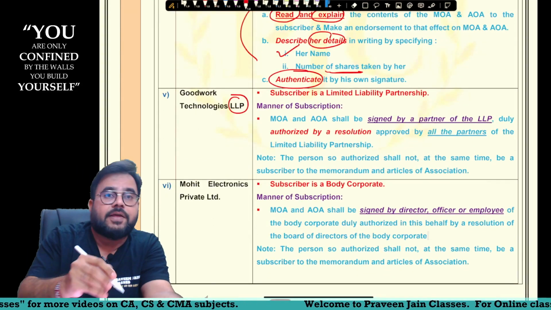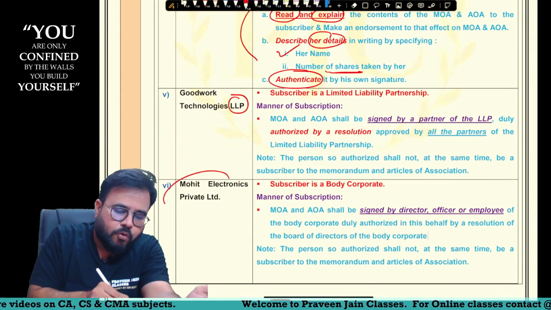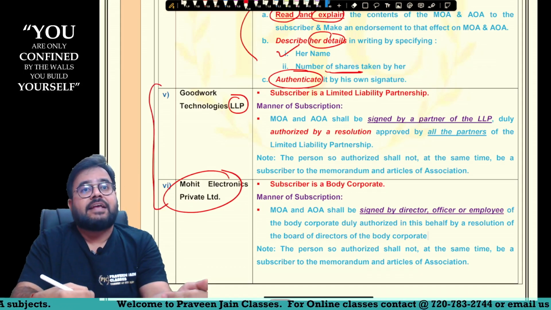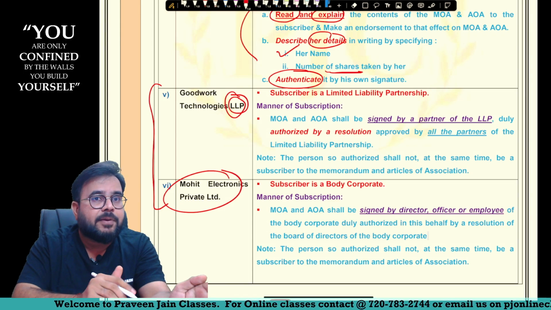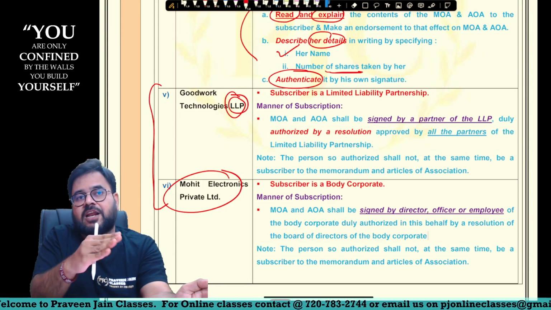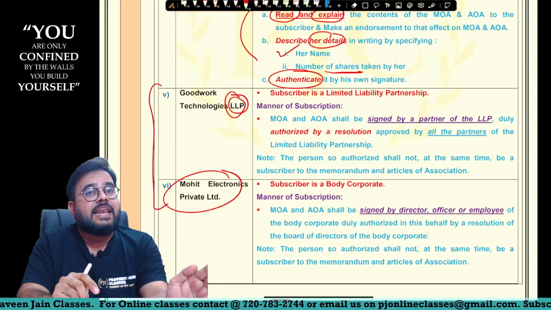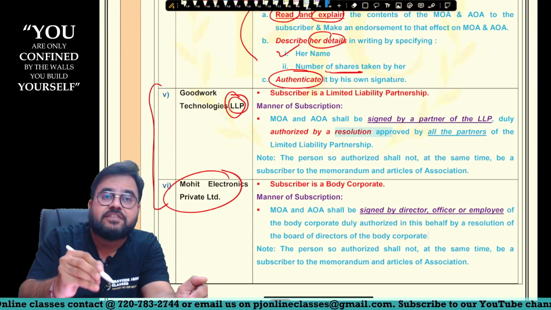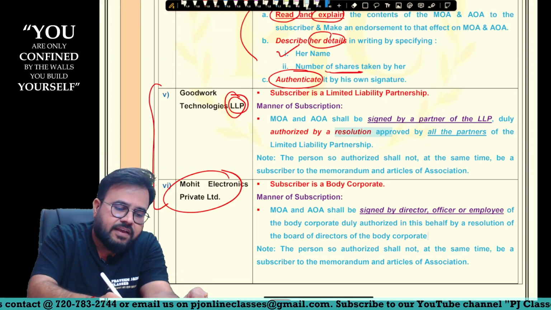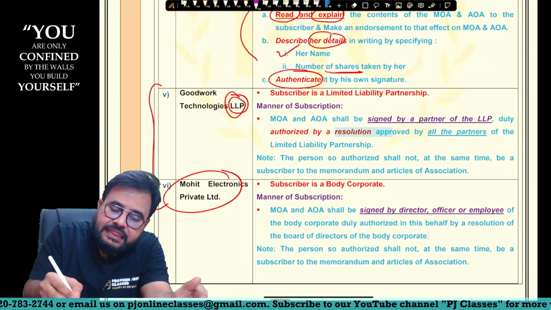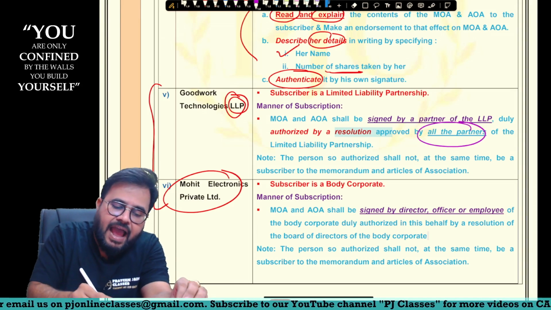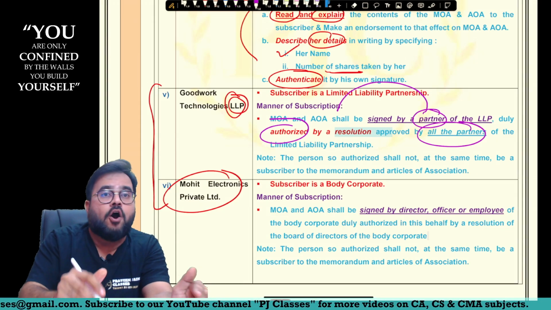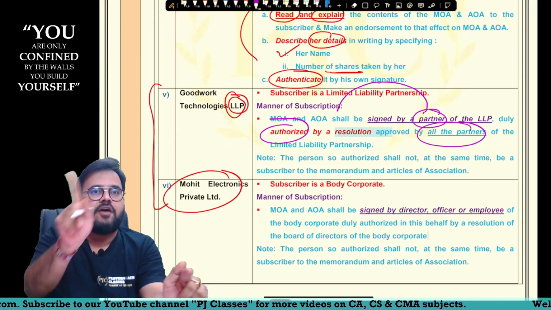Now there is an LLP. LLP is an artificial person, like Mohit Electronic Private Limited; these are artificial persons. So what will happen if an LLP has to subscribe to shares in a company? The LLP has to take this decision, and it takes it by passing a resolution of the partners. In that resolution, all the partners authorize one particular partner, and that partner is going to sign the memorandum and articles on behalf of the LLP.